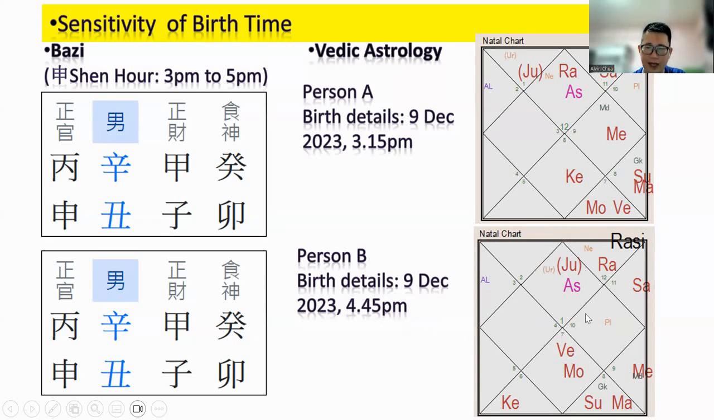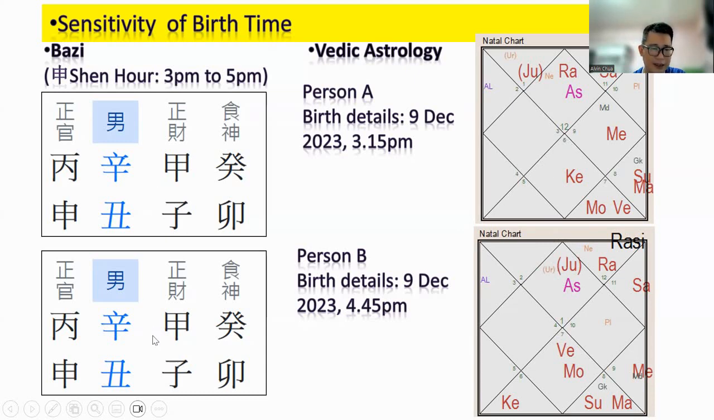Because, like I say, this is the first house, it represents the person. This will mean that person A and person B will be influenced by the sign here. That means their personality will be very different. One will have the characteristic of Pisces, and person B will have the characteristic of Aries. This is how we are able to analyze personality in more detail.